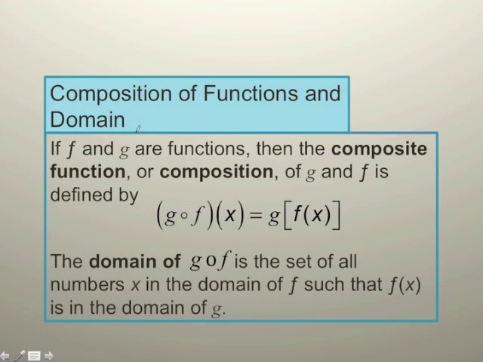Now we'll do the composition of functions. If f and g are functions, then the composite function or composition of f and g is defined by f of g of x. The domain of f of g is the set of all numbers x in the domain of g, the second one, such that g of x is in the domain of f. We'll work on how to find domains.